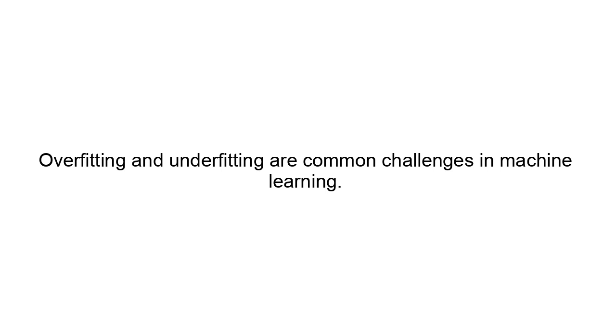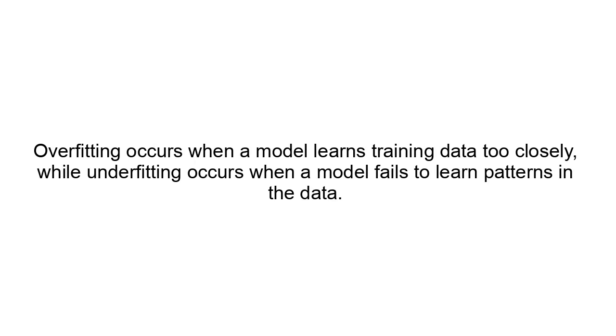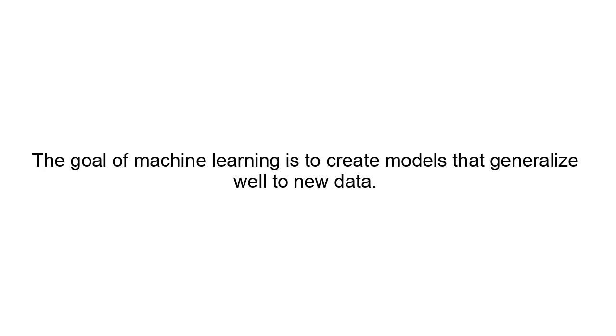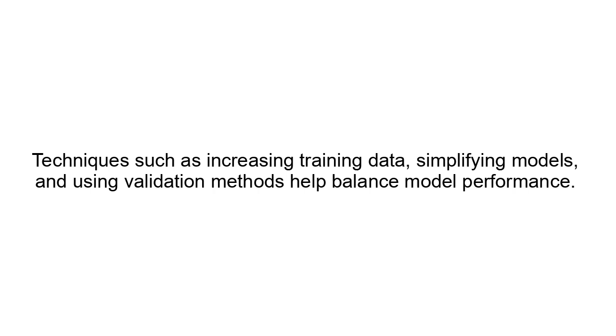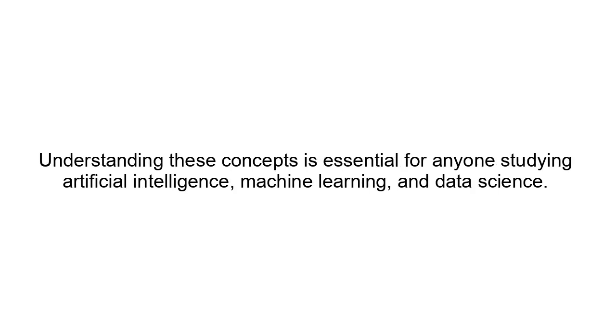Final summary. Overfitting and underfitting are common challenges in machine learning. Overfitting occurs when a model learns training data too closely, while underfitting occurs when a model fails to learn patterns in the data. The goal of machine learning is to create models that generalize well to new data. Techniques such as increasing training data, simplifying models, and using validation methods help balance model performance. Understanding these concepts is essential for anyone studying artificial intelligence, machine learning, and data science.